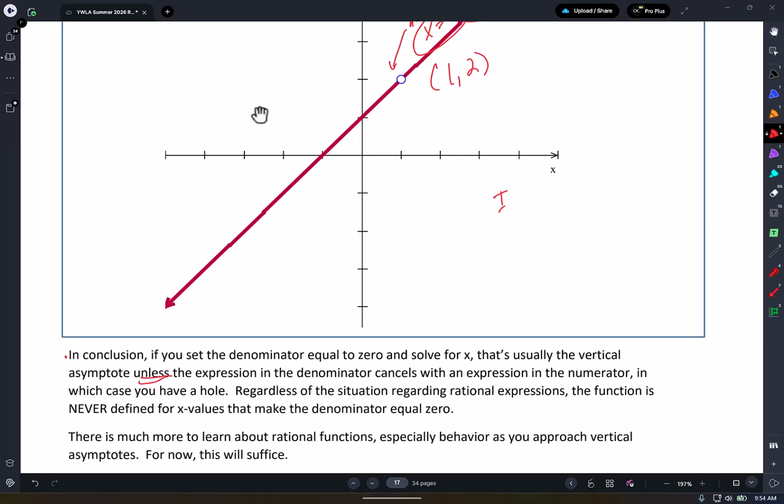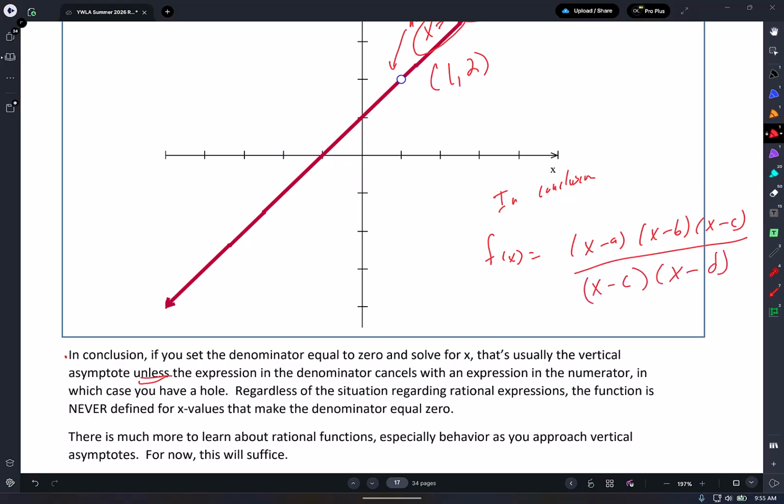So in conclusion, I'm just going to go ahead and use letters of the alphabet. So if you have something like this, I'm going to write x minus a, x minus b, x minus c, all over x minus c, and then x minus d. So what does that mean? So here you go, guys. I have a rational function. I have a polynomial, a cubic in the numerator and a quadratic in the denominator.